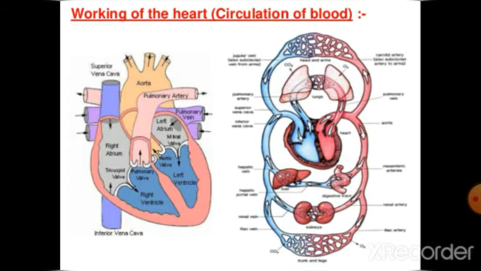The walls of the ventricles are thicker than the walls of the atria because ventricles have to pump the blood to different parts of the body, while atria only have to pump the blood into the ventricles, which are present nearby. So that is the reason.